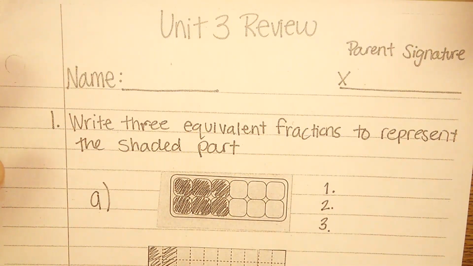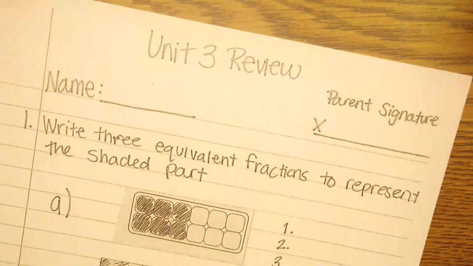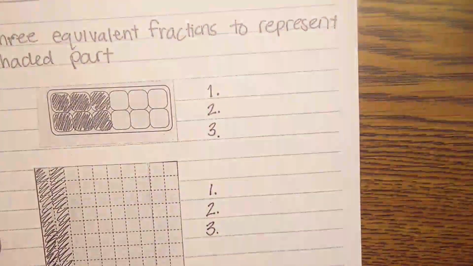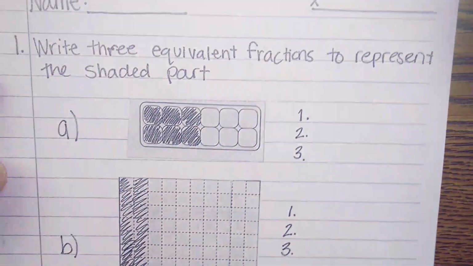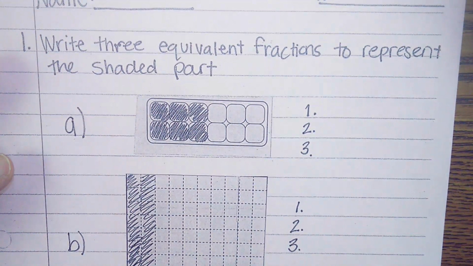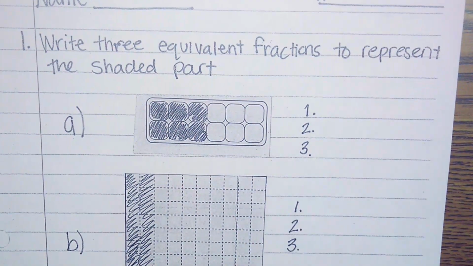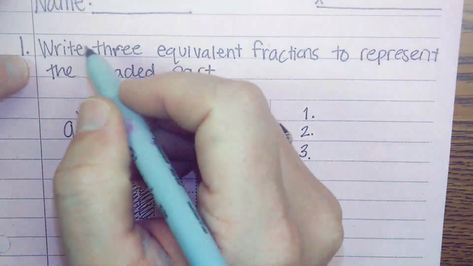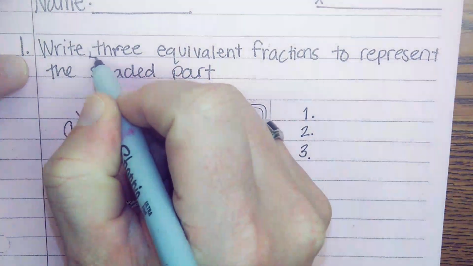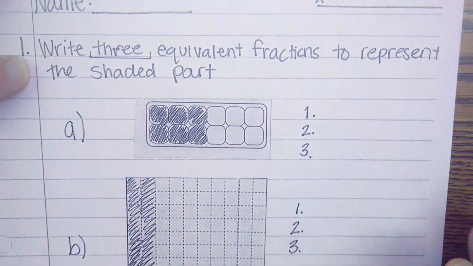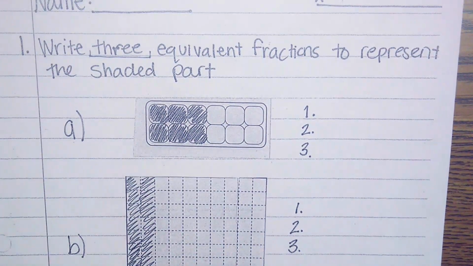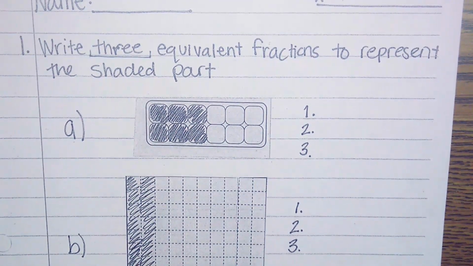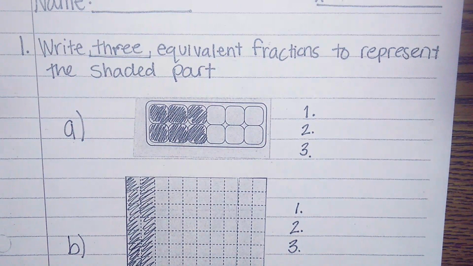All right, this is the Unit 3 review. I'm going to take you through every single question to make sure you feel nice and comfy for your Unit 3 test. First one says it would like you to write three equivalent fractions to represent the shaded part. Always read the question entirely and note important information like when it says 3. Because if you write 1, even if you do it correctly, you still miss 3 points.